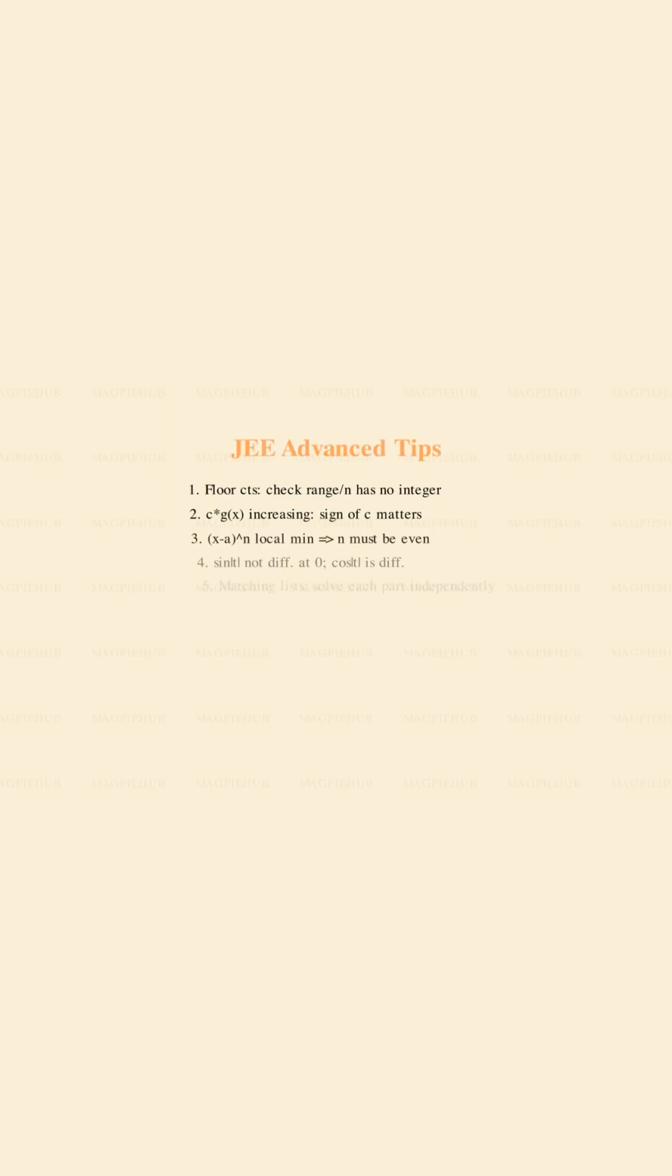Tip: for floor function continuity problems, find the range of the argument and check that no integer lies within the interval when divided by n. For increasing or decreasing problems with a coefficient, isolate the sign condition on the coefficient since the variable part often has a definite sign. Remember that (x minus a) to the power n gives a local minimum at a only when n is even. And finally, sine of absolute t is not smooth at 0, but cosine of absolute t is, because cosine is an even function.